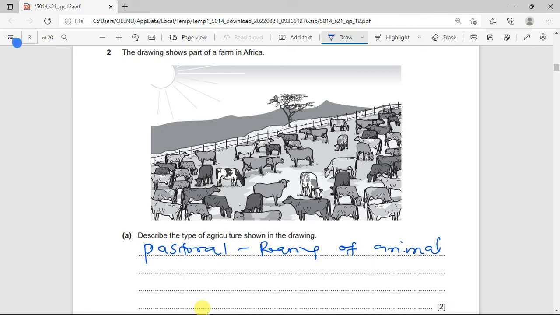Now, because of the size of the farm, you can tell that this is commercial, because it's on a large scale. So it is commercial, that means it is sold for profit.